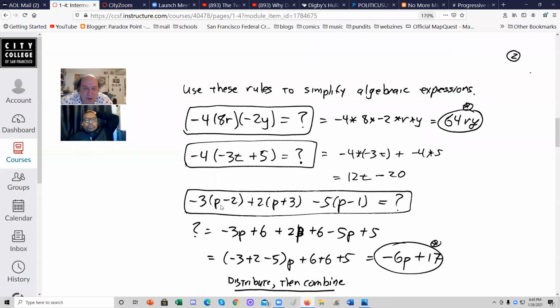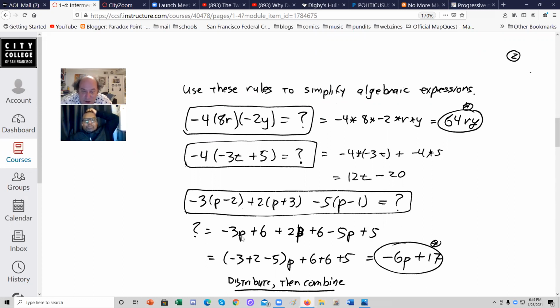Here we go. Negative 3 times (p minus 2) plus 2 times (p plus 3) minus 5 times (p minus 1). What is that? Oh boy. Okay, multiply negative 3 times (p minus 2). You get negative 3p. Negative 3 times negative 2 is plus 6. Yes, I was skipping a step or two there. Here's 2 times (p plus 3). That's 2p here. 2 times 3 is plus 6. Minus 5 times p is negative 5p. Negative 5 times negative 1 is positive 5. You have to be careful about double negations.